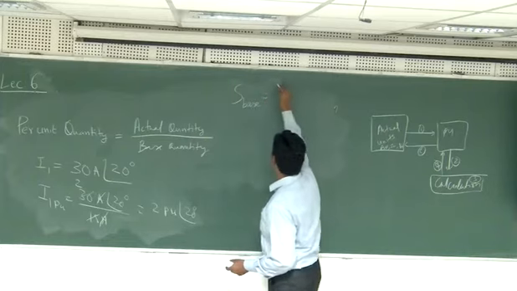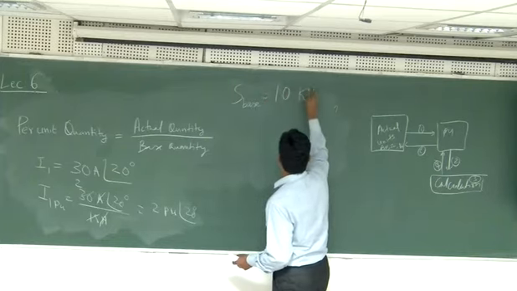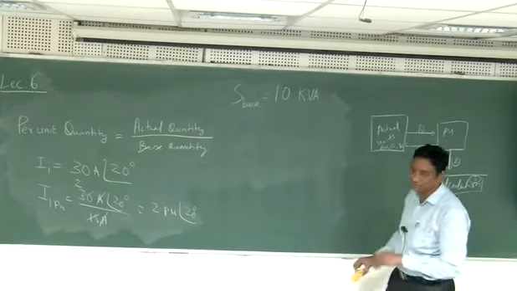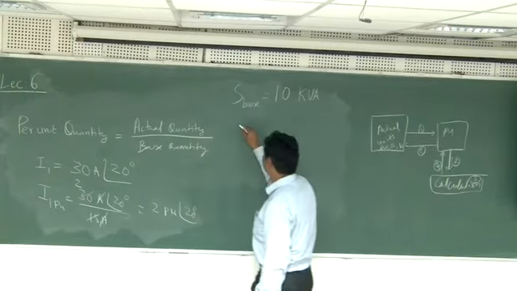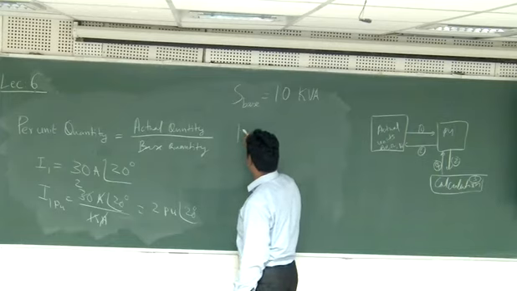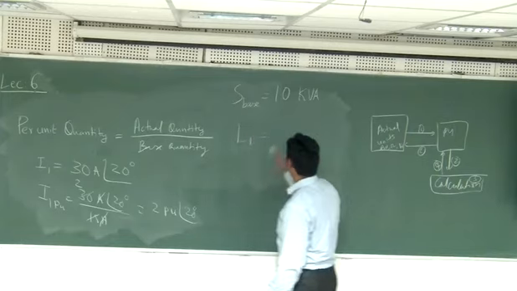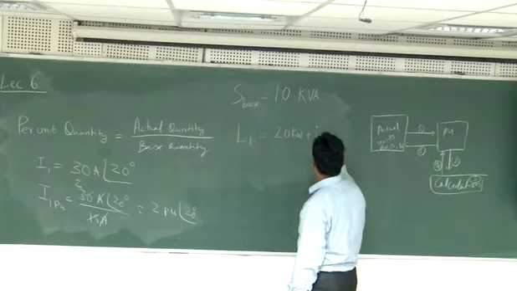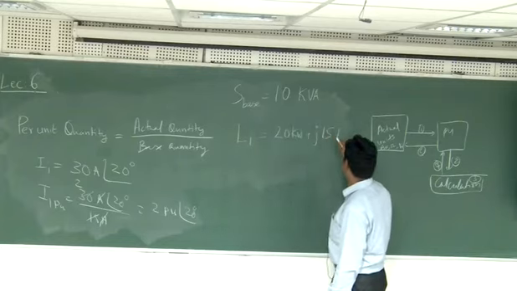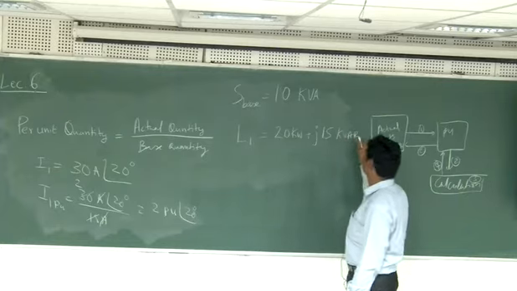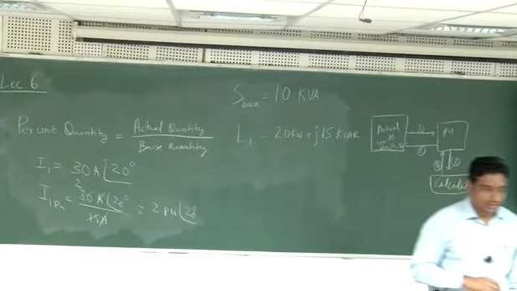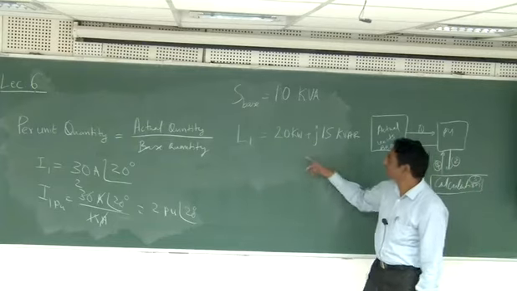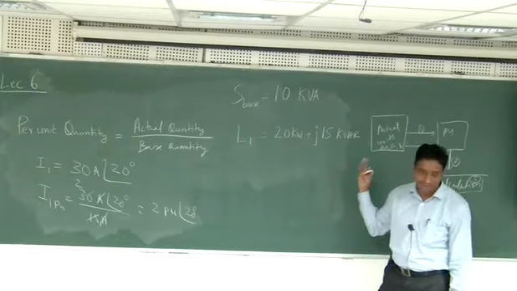So let's say my base power is 10 kilovolt ampere, and then some load is there. Let's say load L1 is given as 20 kilowatt plus j15 kVAR. Suppose this kind of load is given to me. Now I want to convert this load into per unit. That means I want to cancel kilowatt, kVAR, and so on.